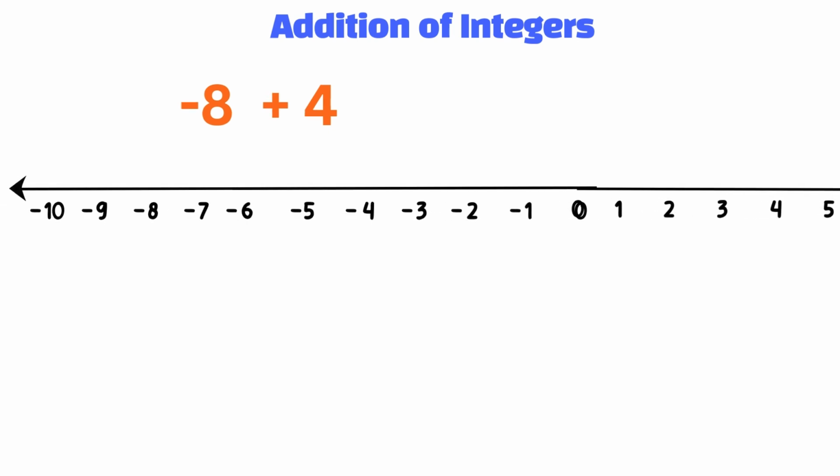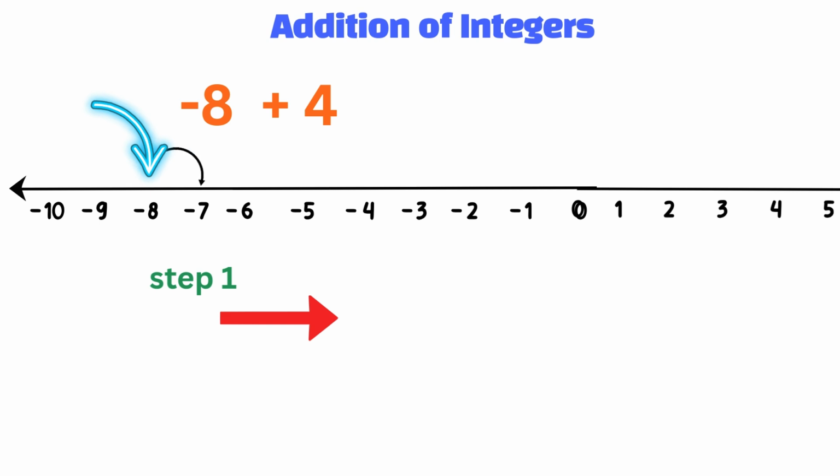Now, let's learn the addition of integers. Today we're solving negative 8 plus 4. Let's jump into it. We're starting at negative 8. Now we're adding positive 4. That means we move 4 steps to the right. Let's move one step at a time.